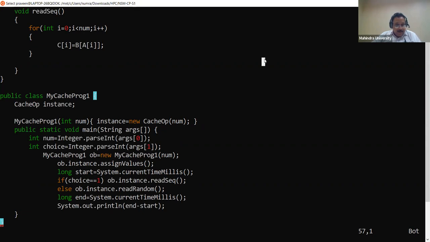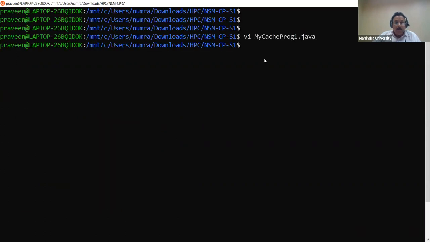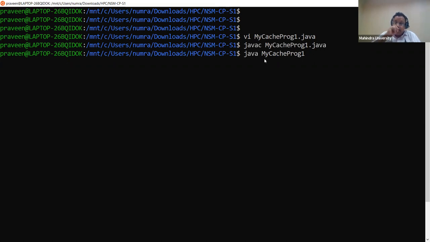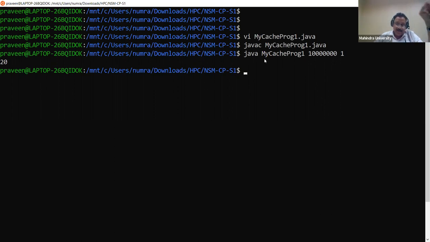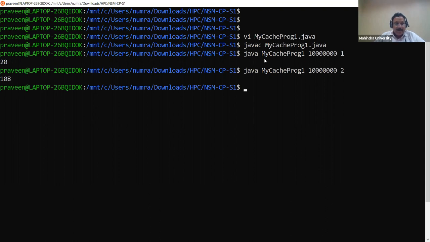Now we are going to execute this particular piece of code. Javac. What is the first argument? The first argument is the size of the array. The size of the array is 10 power 7, that is, one followed by seven zeros. The second argument is one, which means read sequential, so we are accessing the elements in sequential order. If we access the elements in sequential order, it takes around 20 milliseconds. For the same program, if we access the elements in random order, it takes around 108 milliseconds.